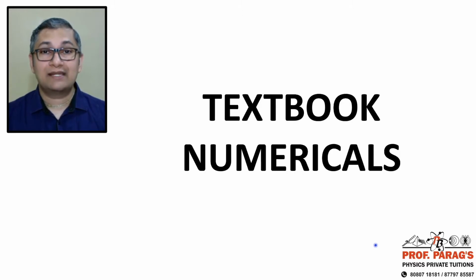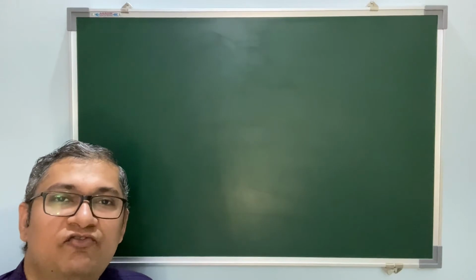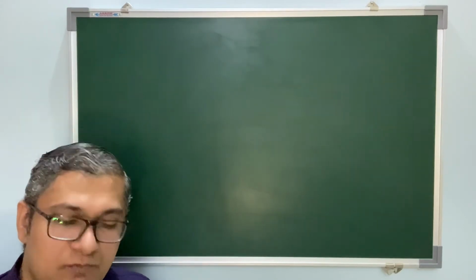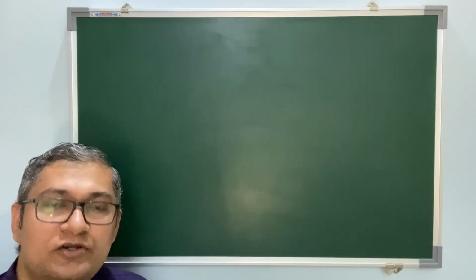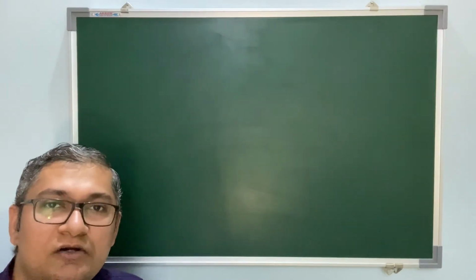Okay, so now let's move on to the textbook numericals related to energy. We have 4 numericals left now from the textbook. So let's begin. Question number 4, which are all the numericals. In that, the third one to start with.